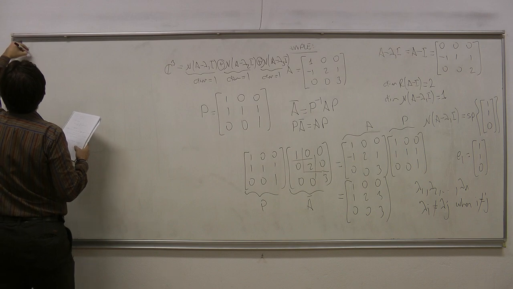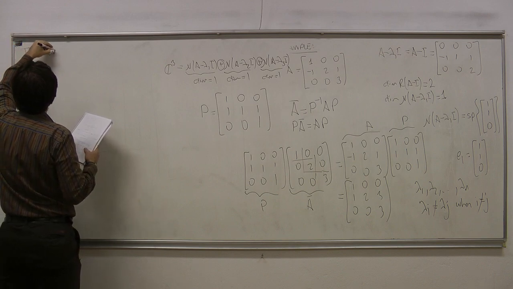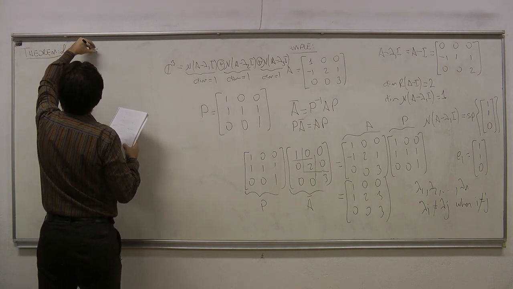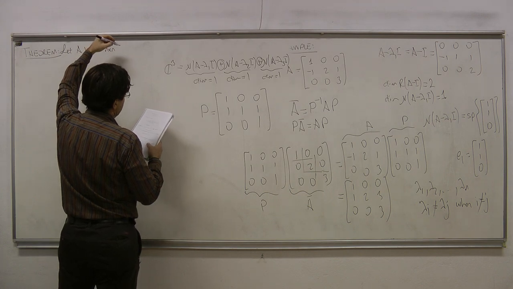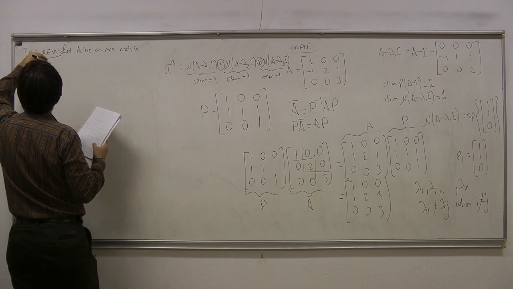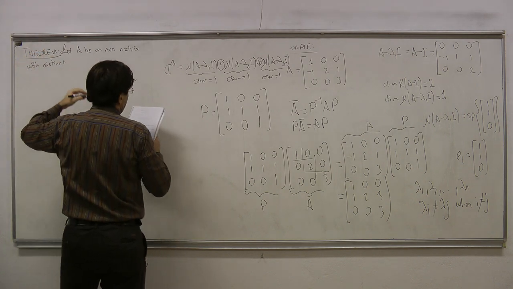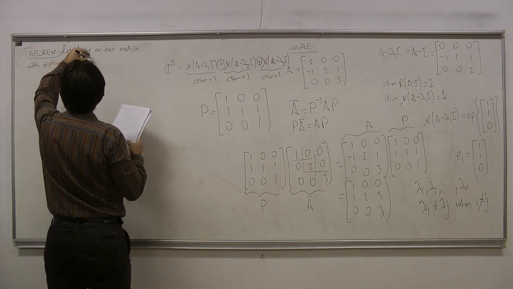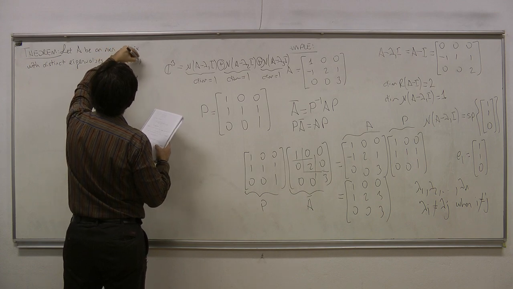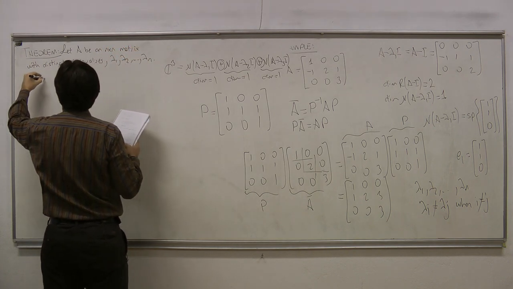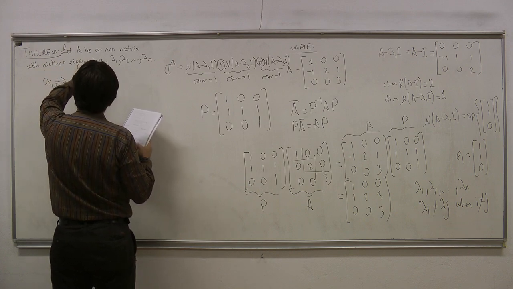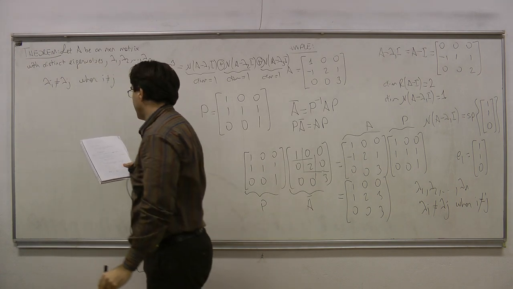So I have a theorem. Let A be an n by n matrix with distinct eigenvalues. These eigenvalues are lambda 1, lambda 2, going until lambda n. Okay? And the condition is lambda i is not equal to lambda j when i is not equal to j, okay?